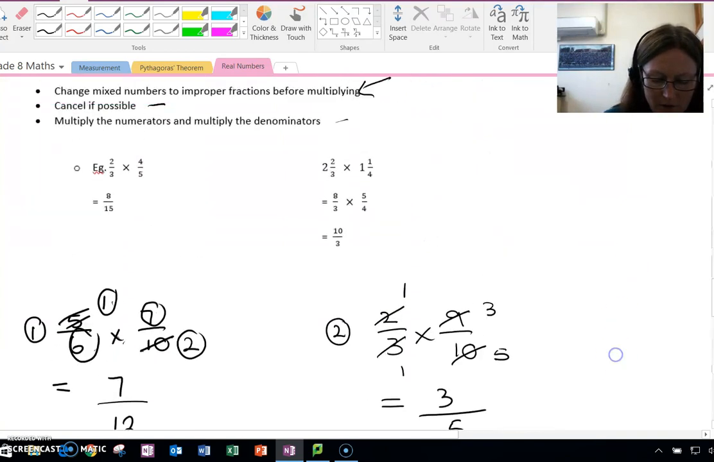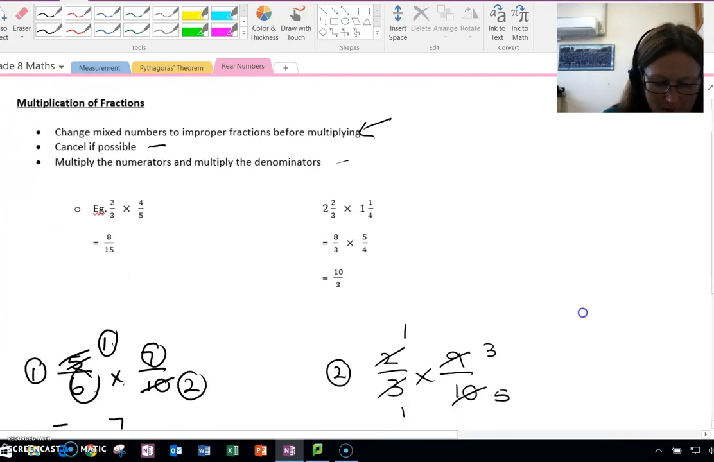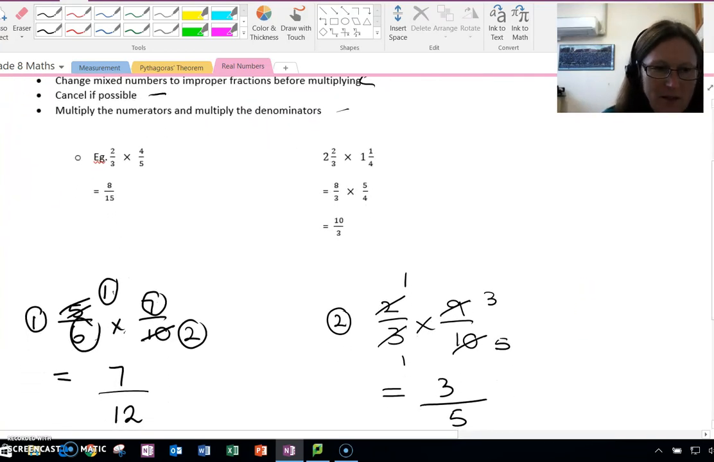So just going over multiplying fractions. If there are no mixed numbers, then all you need to do is see if you can cancel anything. And once you've finished cancelling, you multiply the numerators and then multiply the denominators.